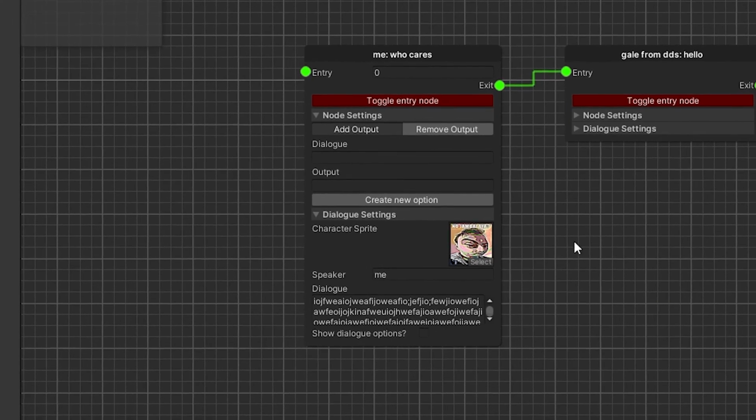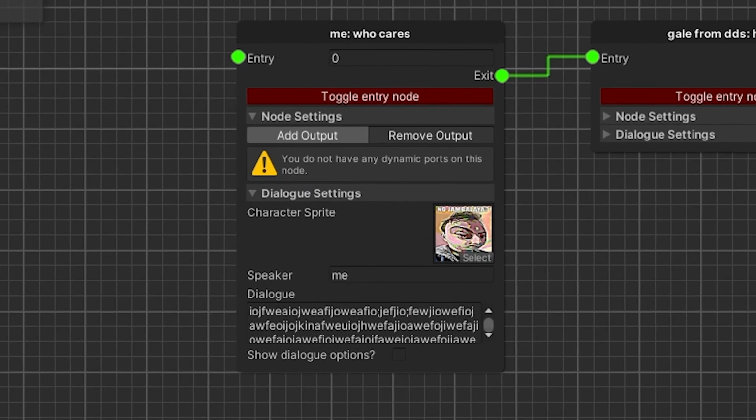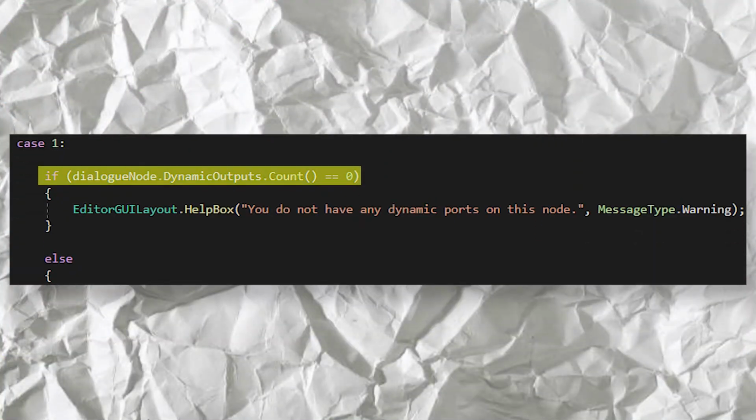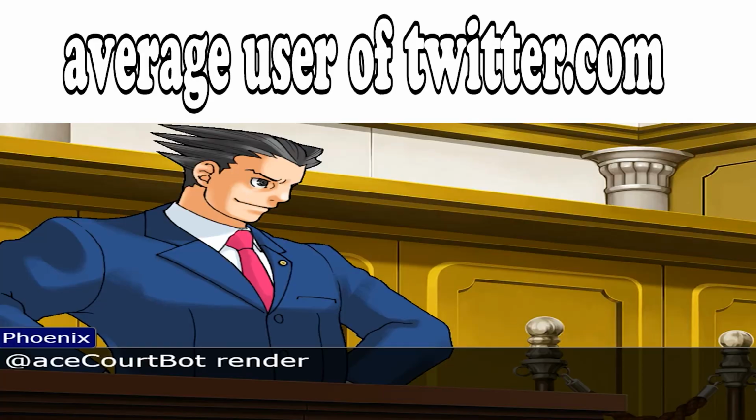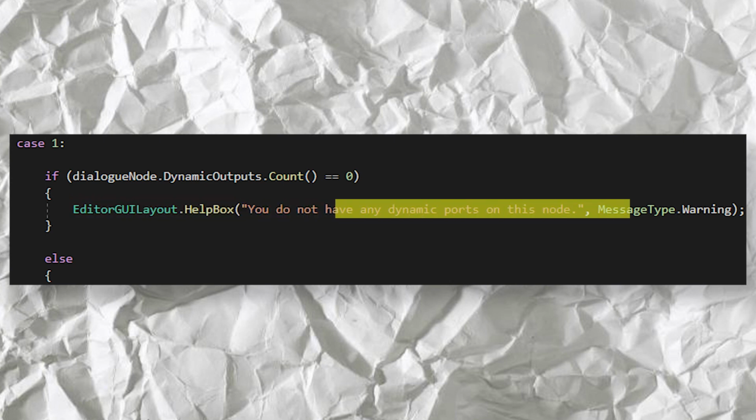First of all though, we won't be able to display anything if there are no dynamic outputs. Instead, we should just put a system message letting the user know that there aren't any. First, let's put an if statement checking how many dynamic outputs there are by calling the count method of dialogNode.dynamicOutputs. If the count returns 0, we know there aren't any outputs to delete, meaning we can just show a little message. To show a message, we can just call the EditorGUILayout.HelpBox function, specifying what message to display and what kind of help box to show.